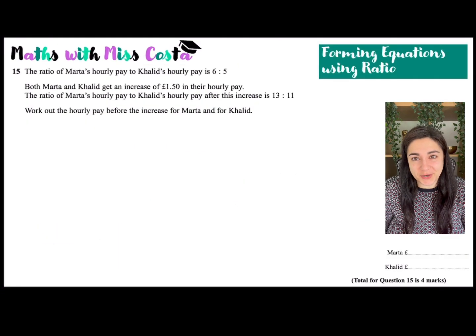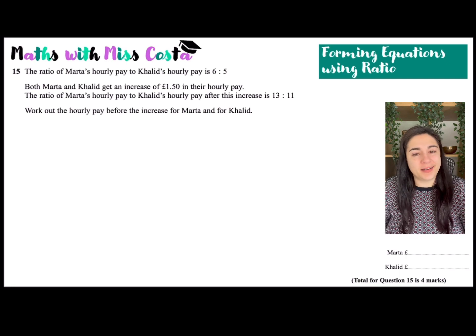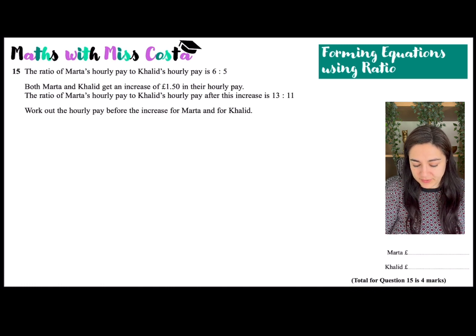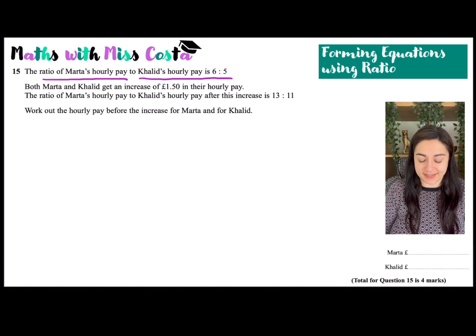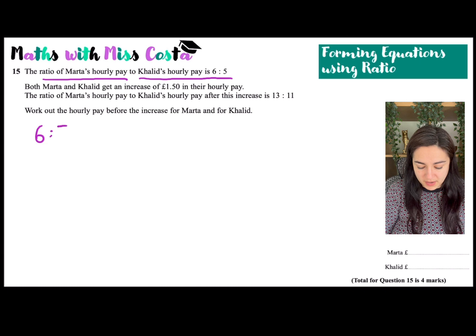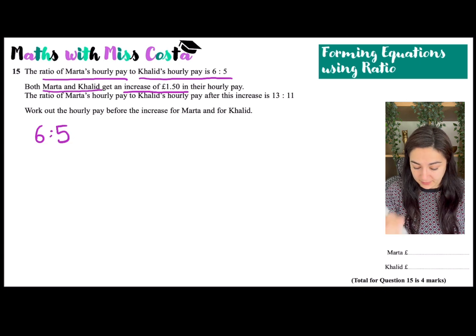Okay, so this is a ratio question, except I've got some unknown things in this question. And whenever you have an unknown, you're going to want to incorporate algebra into it. So I'm told that the ratio of Marta's hourly pay to Khaled's hourly pay is 6:5. Now, both Marta and Khaled get an increase of £1.50 in their hourly pay. And the ratio of Marta's hourly pay to Khaled's hourly pay after this increase is 13:11. So they're asking me to work out the hourly pay before the increase for Marta and Khaled.